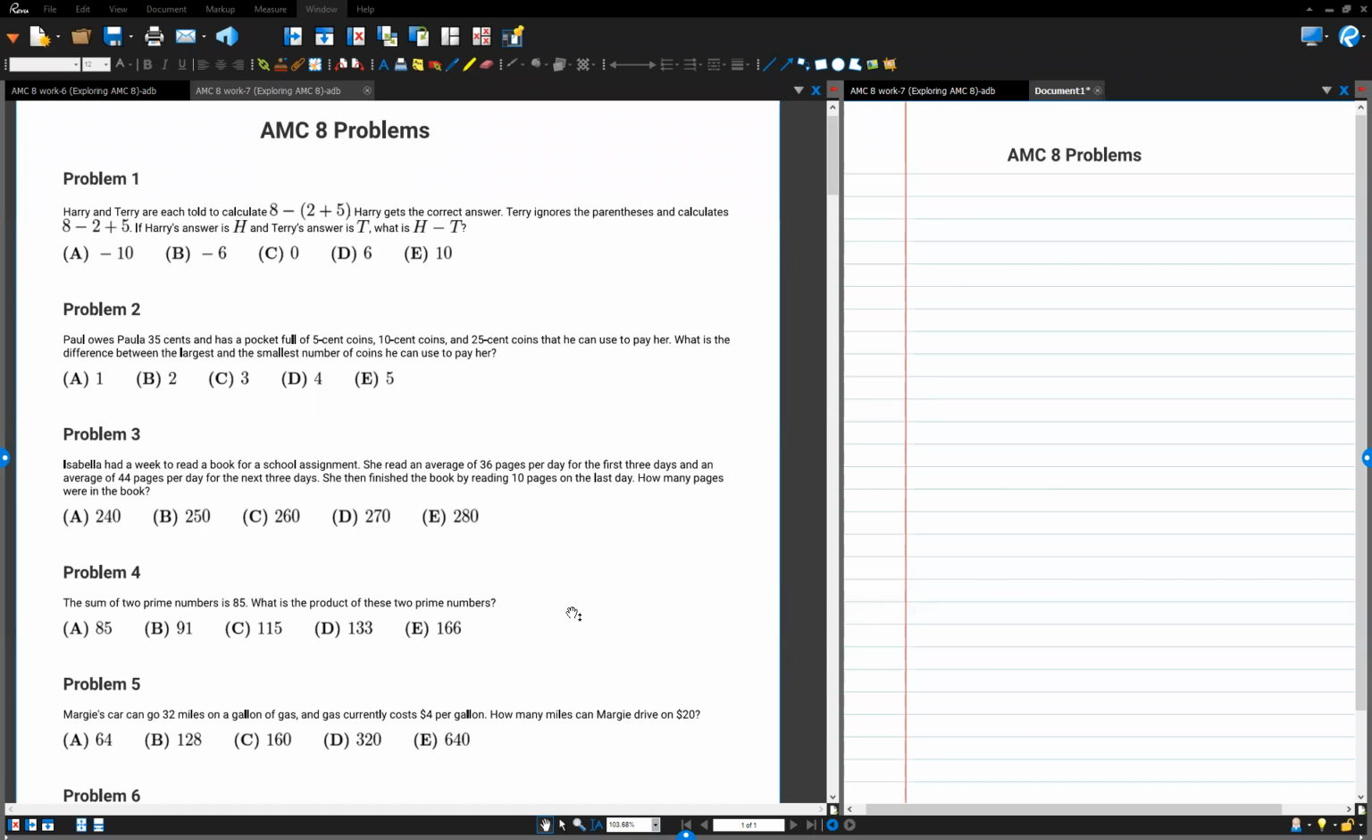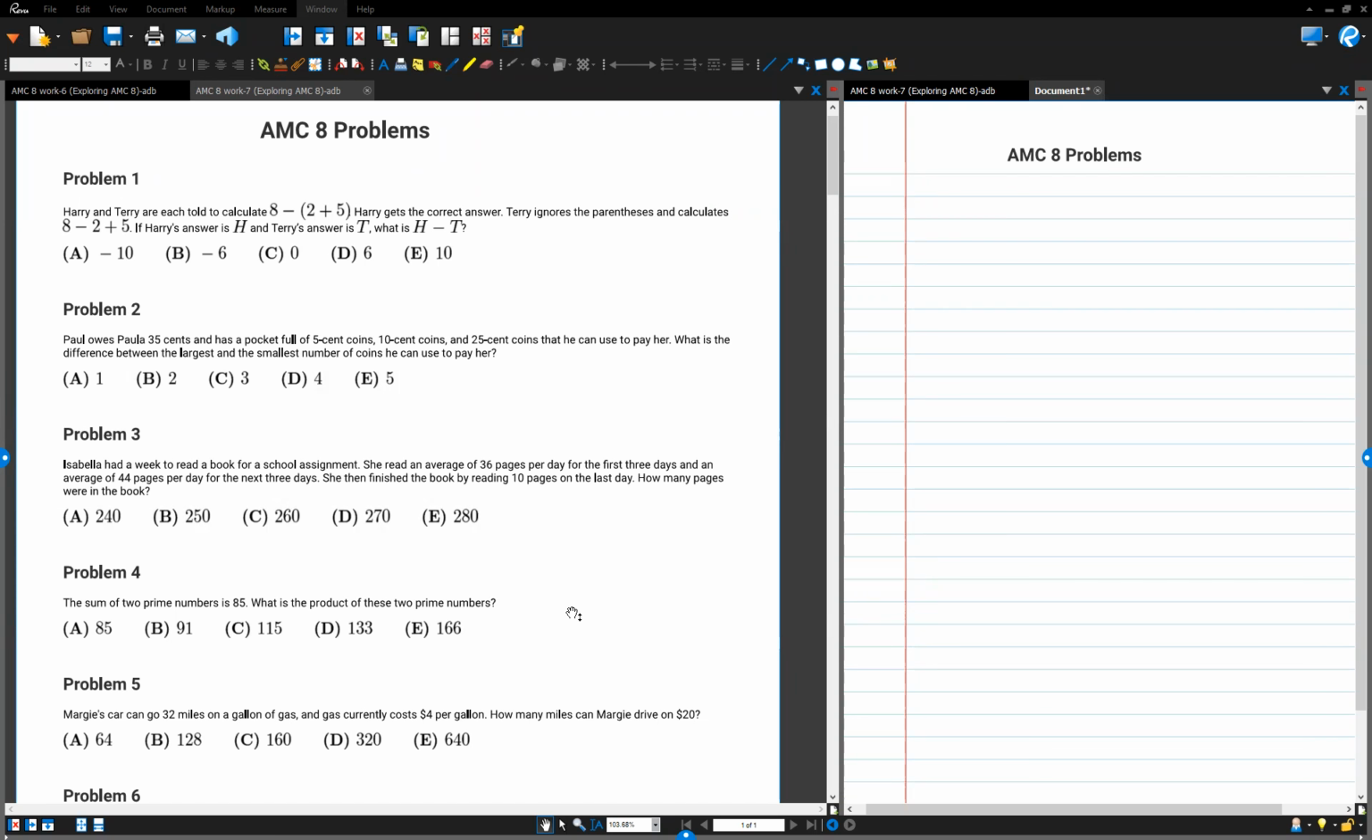All right, so try number 1. You have two guys, Harry and Terry, who are each told to calculate 8 minus (2 plus 5). Harry got the correct answer. Terry ignores the parentheses and calculates 8 minus 2 plus 5. Yeah, it's going to be the wrong answer. If Harry's answer is H and Terry's answer is T, what is their difference?